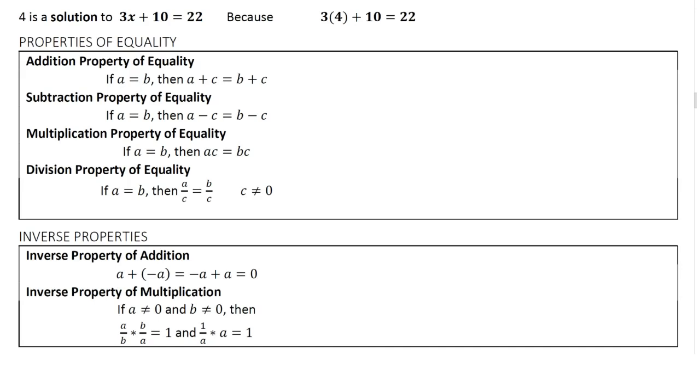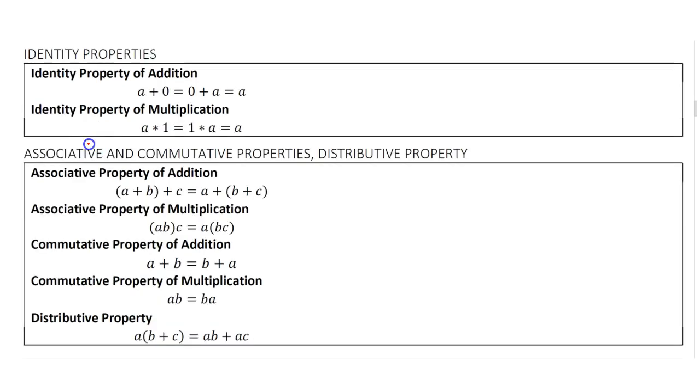Adding the opposite of a number is equal to 0. Multiplying a number by its reciprocal will equal 1. The identity properties are properties that allow us to get the same number back. When we add 0 to a number, we get the same number. When we multiply a number by 1, we get the same number. The associative and commutative properties mean that we can add or multiply numbers in any order. Finally, the distributive property allows us to simplify multiplication of a number by a sum.